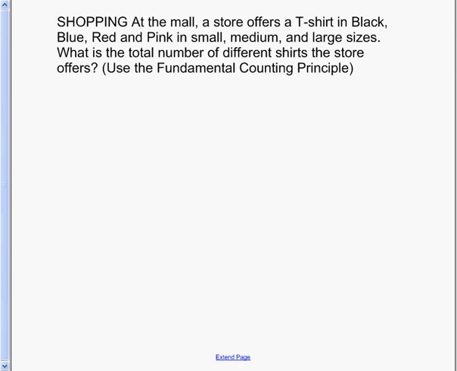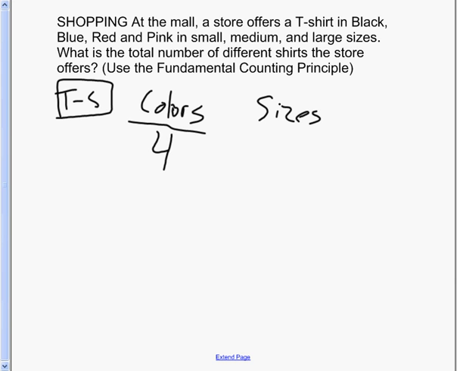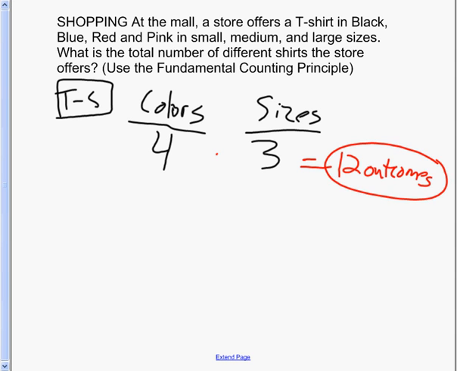Example 1 says shopping. At the mall, the store offers a t-shirt in black, blue, red, and pink in small, medium, and large sizes. What is the total number of different shirts the store offers? So, looking at the t-shirt, we have what? We have different colors to start with, right? Colors. How many different colors? Let's see, black, blue, red, and pink. So that's 4. Now how about sizes? Sizes are small, medium, and large, so that's 3. So to find out our total options, number of outcomes, we multiply them. 4 times 3 is going to give us 12 outcomes, 12 possible t-shirts that they offer.